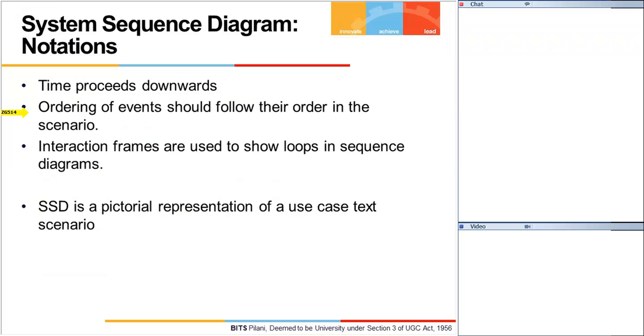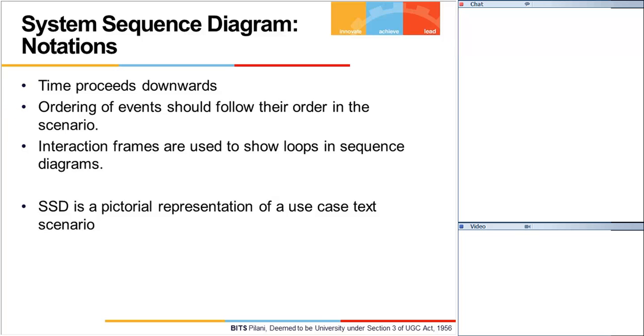So as I just told you, system sequence diagrams are drawn for use case text scenarios, right? So we have to in a way depict that textual information in the form of a diagram. So whatever is the flow of the text or the steps in a use case text scenario, the same should be the ordering of events in the system sequence diagram, right?